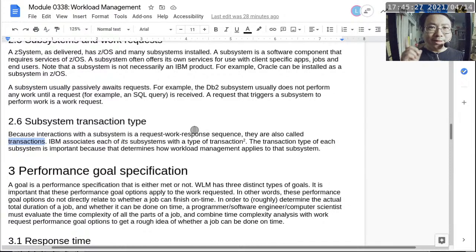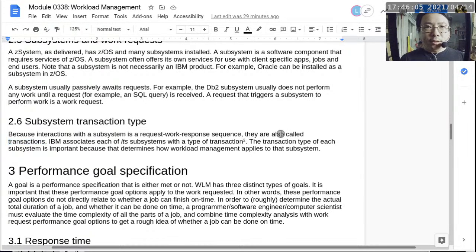First of all, the client would send a request, and then the server will perform the work, and after the work is done, the server typically will respond to the client and say, okay, work is done. Or in the case of a query, it would say, this is the answer to the question that you asked earlier. IBM associates each of its subsystems with a type of transaction. The transaction type of each subsystem is important because that determines how workload management applies to that subsystem.